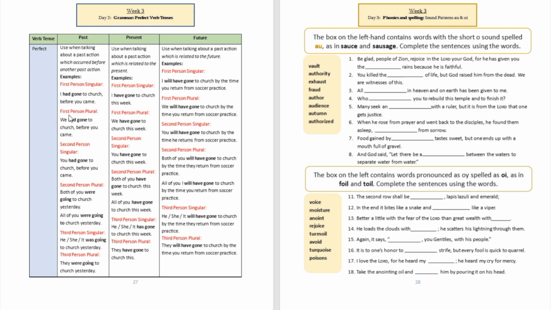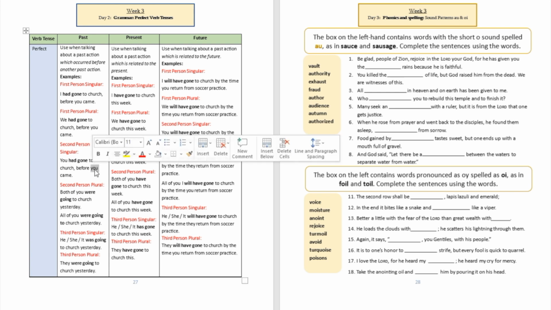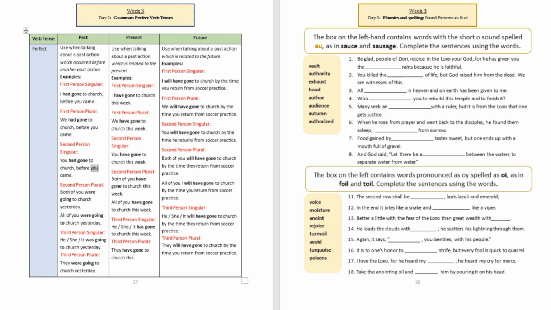In the first person plural, it's going to read like, we had gone to church before you came. Second person singular is going to be, you had gone to church before we came, for example. All right, so that's going to be an example there. Second person plural is going to be, both of you had gone to church.